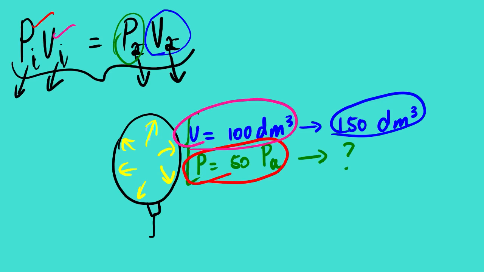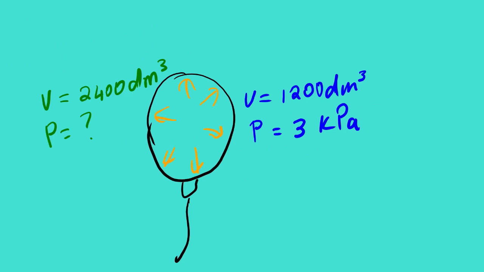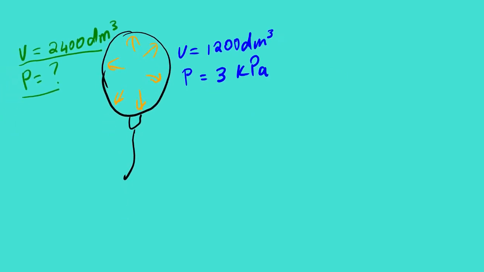Let us look at examples. Suppose we have this example, a balloon which is inflated with a certain gas inside. The pressure is 3 kilopascals, the volume is 1200 dm cube, and then the volume is increased to 2400 dm cube, and then what is the value of the pressure? Now we are going to use Boyle's law. P1 V1 is equal to P2 V2.